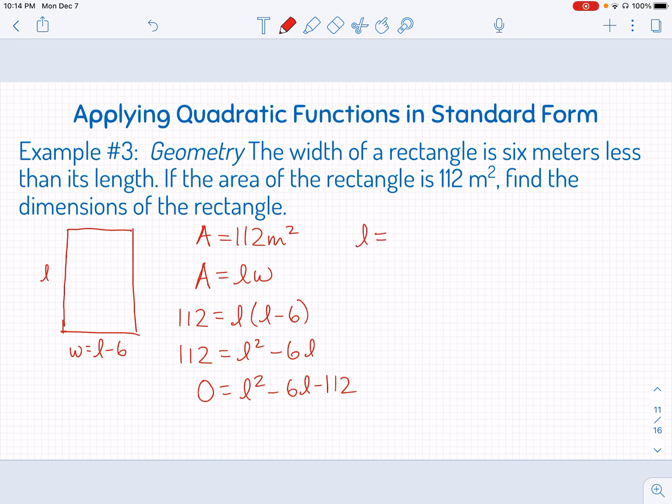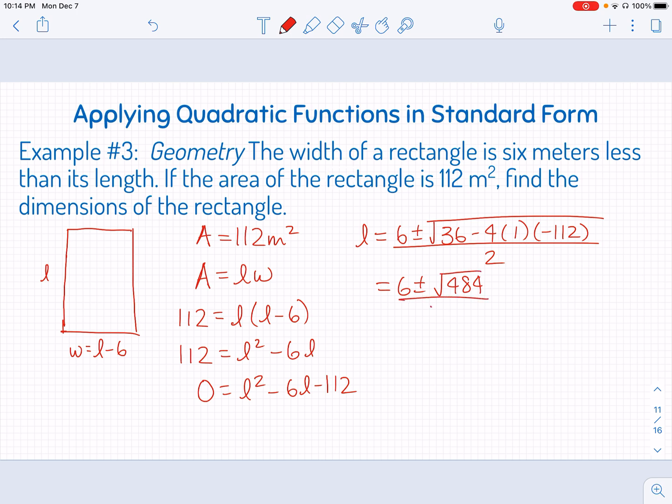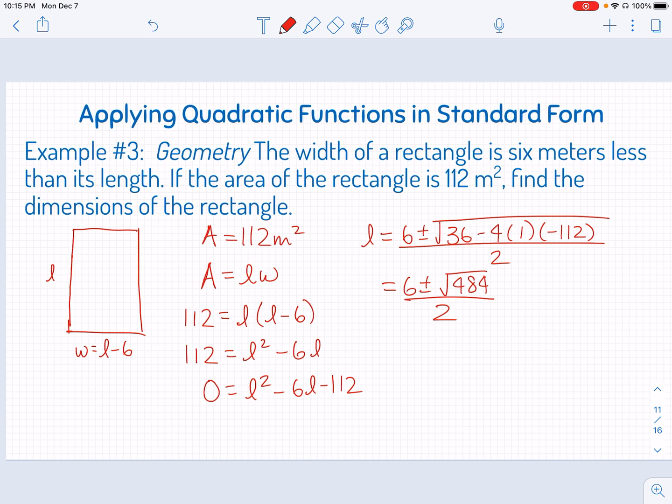So L equals negative b plus or minus the square root of b squared minus 4ac, all over 2a. And then again, like before, it's a good idea to go ahead and find your discriminant value. You're a little less likely to make mistakes if you do that part first. So the square root of 484. So I'm going to say 6 in parentheses. I'm going to do 6 plus the square root of 484 divided by 2, which gets me 14.